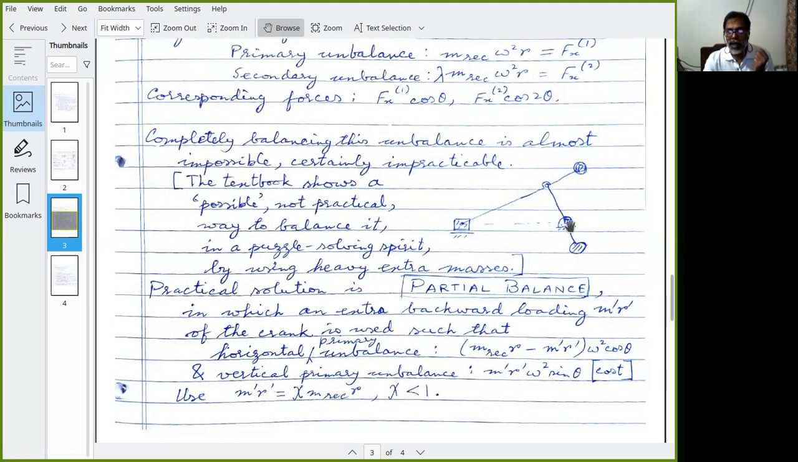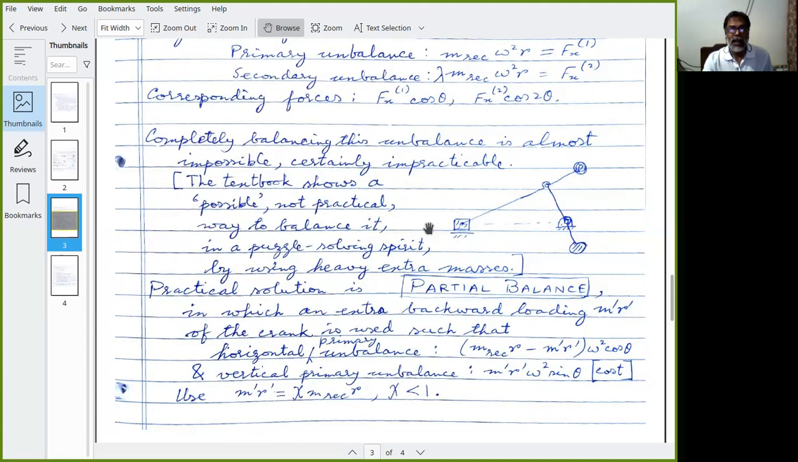If you put a counterweight corresponding to that, that is, already for the crank mass you put a counterweight. In addition, put another counterweight m prime at a distance r prime, so that you have this backward loading of m prime r prime, giving a balance to that. So now the complete thing to balance the horizontal force unbalance using this reciprocating part would be to ensure that m prime r prime is equal to m rect into r.